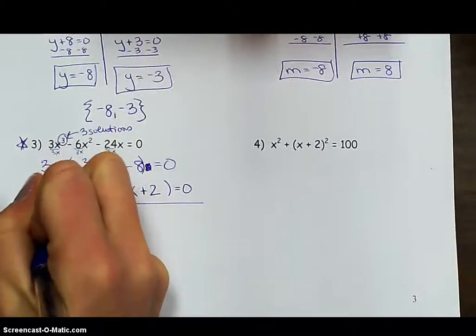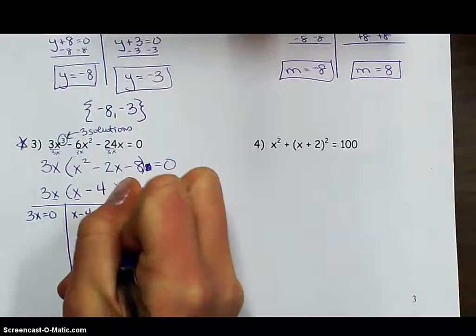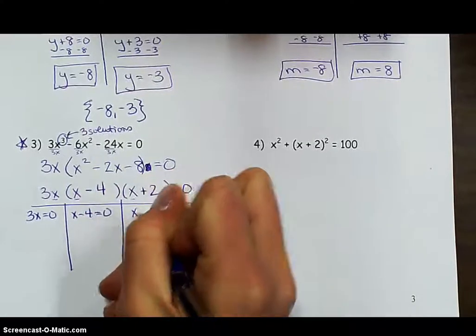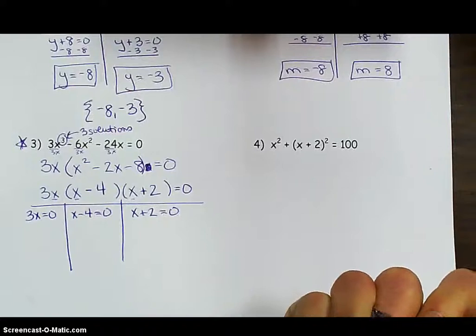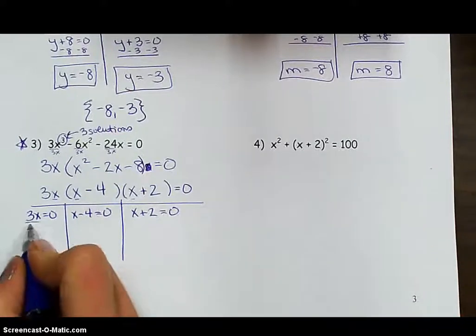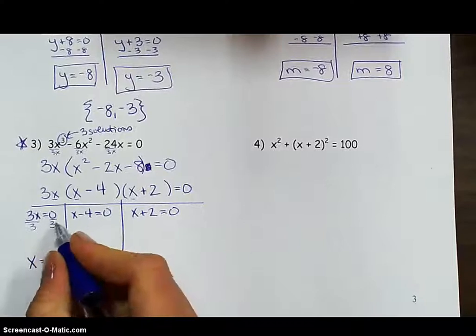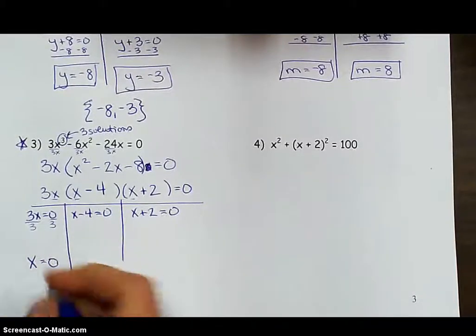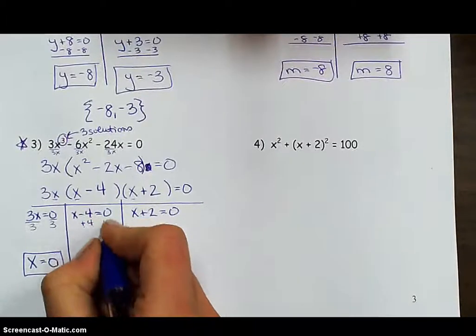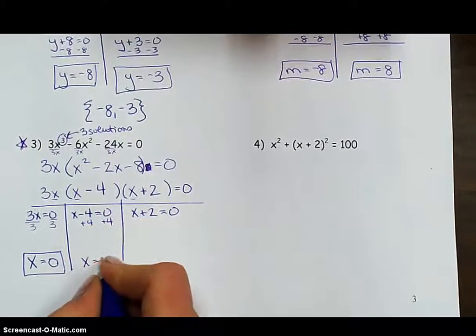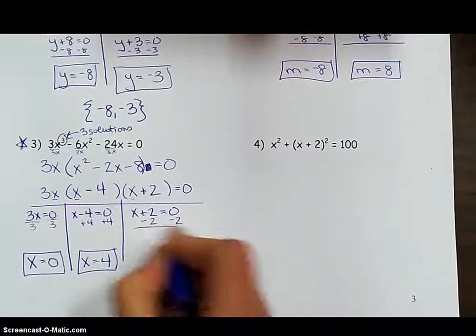So here we're going to set 3x equal to 0. Here we're going to set x minus 4 is equal to 0. And here we're going to set x plus 2 is equal to 0. And now we're going to solve for each of those. So here I'm going to divide by 3 to transpose to the other side. So x is equal to, now 0 divided by 3 is just 0. So there's our first answer. In the middle column, we're going to add 4 to both sides. So we get x is equal to 4. And then finally, in our last column, we're going to transpose by subtracting the 2.